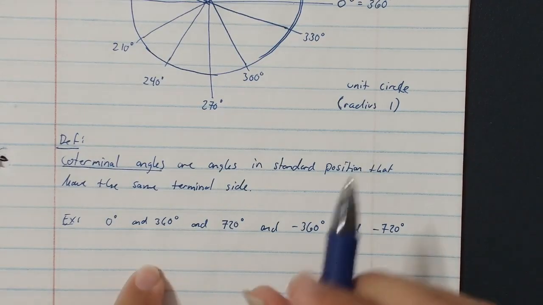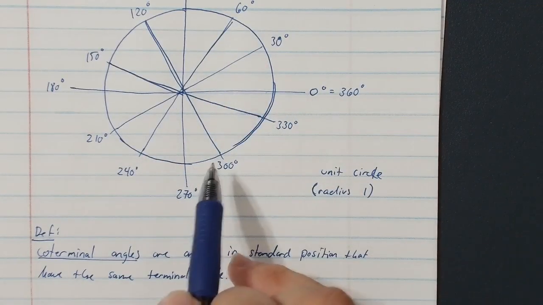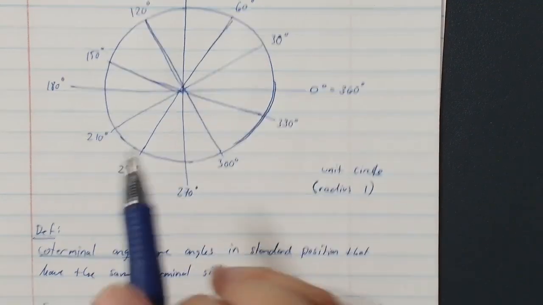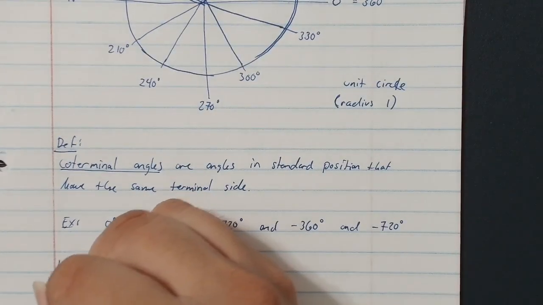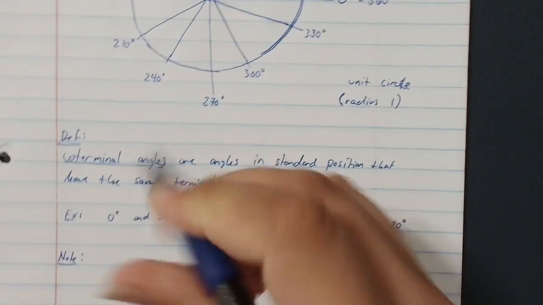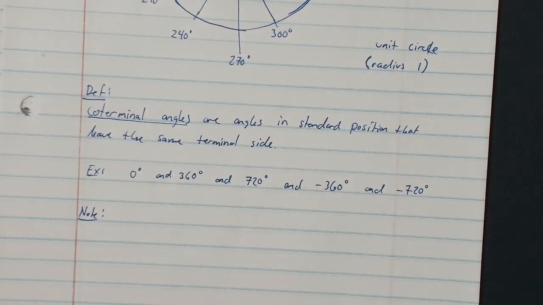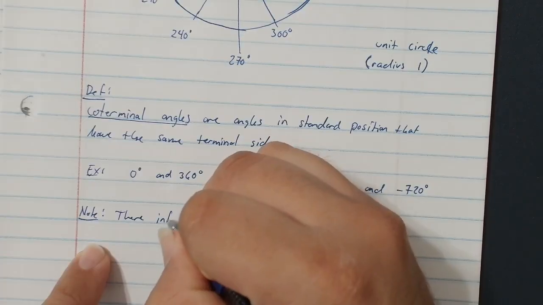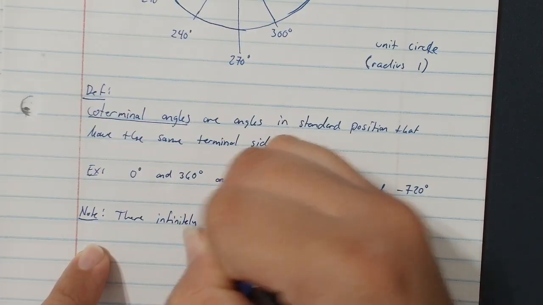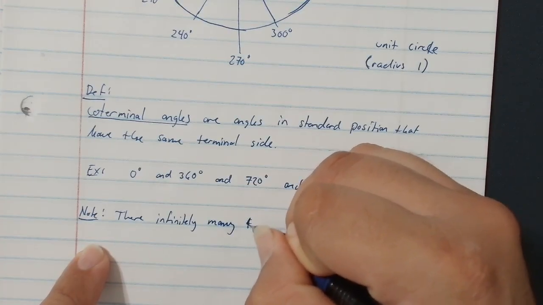As you can tell, there's no end to this. I could do a third rotation in either direction, and a fourth, and a fifth, and a sixth, and a seventh. There are infinitely many. So here, note, because we can go around the circle as many times as we want, including thousands, millions, and billions of times, note there are infinitely many coterminal angles.